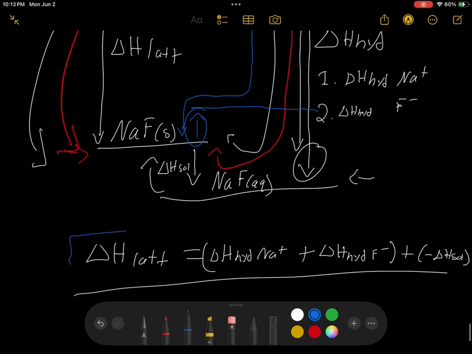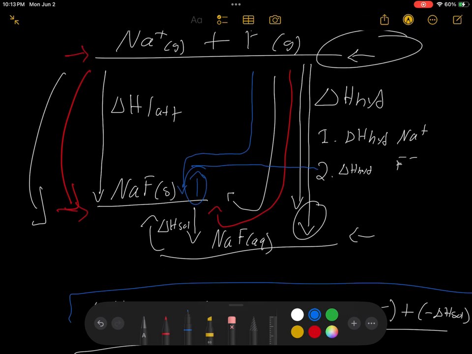So I would end up with the exact same equation, right? Which means I would end up with the exact same answer. So while the diagram may look wrong, it will still get you to the right answer.